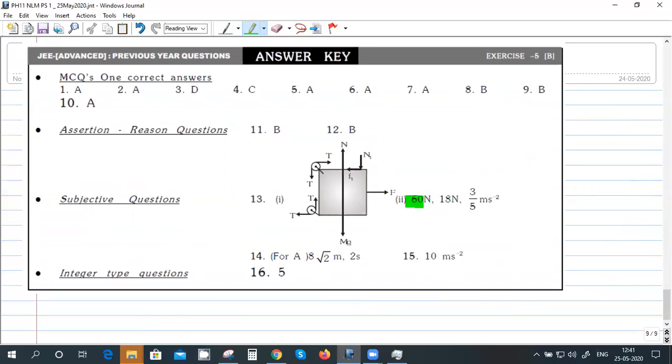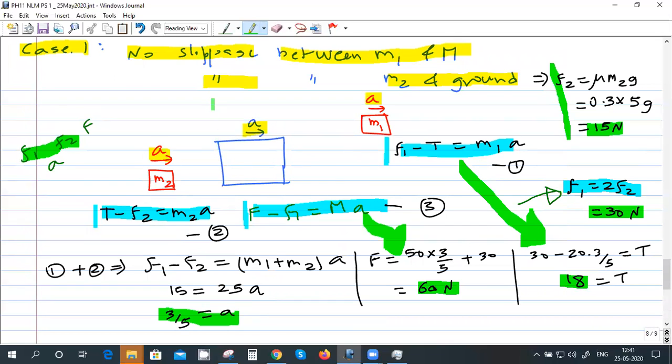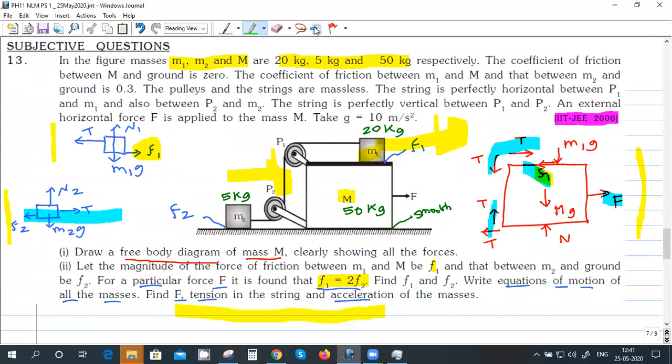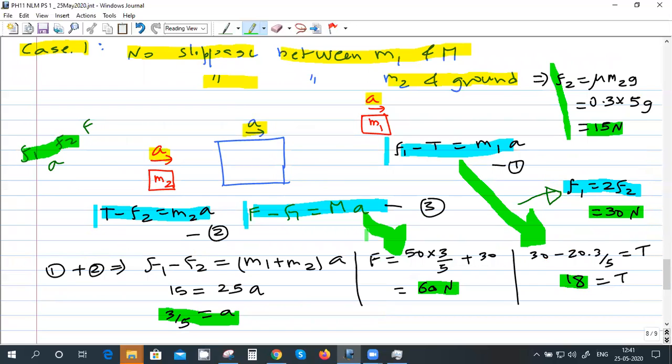This one. And he has drawn a free body diagram like this. He has put the pulley here, with the direction of friction. Is it clear? Yeah. Okay. So the important thing is we are assuming this particular case. There is no slippage between M1 and capital M. And there has to be slippage between M2 and the ground because the string length is constant. When there is no slippage between M1 and M and it's moving, there has to be slippage between M2 and the ground. Okay, so with this case, we have got the answers.